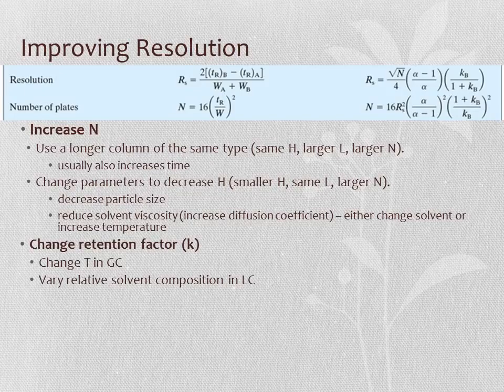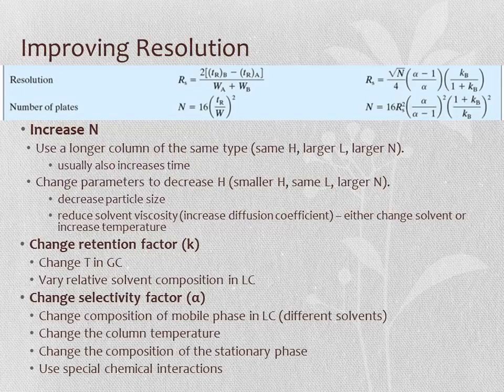You can also change the retention factor by changing the temperature in the gas chromatography, or changing the relative composition of solvents in LC. And lastly, you can change selectivity factor. In this case, you would try different solvents for LC, again, adjust that column temperature. You can change the actual composition of the stationary phase. What's that basically like? It's like letting the students out in a different outlet wall. If you've got two things that are too similar, maybe give them different stationary phases, so they'll have different affinities for them. And lastly, and this is a huge topic in the literature, is to do chemistry, to change the molecules.